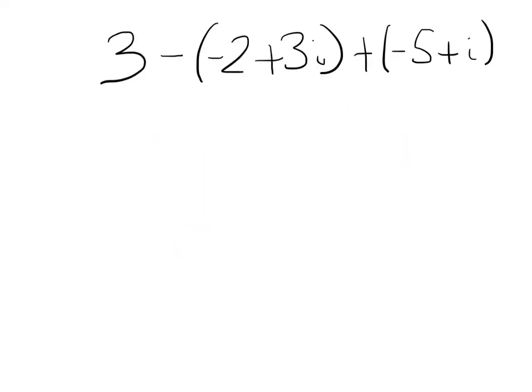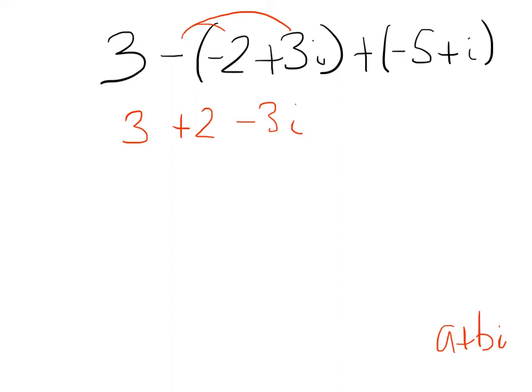When solving a problem like this one, it's really key to realize that i is treated just like a variable. It's treated just like x, with the only difference that our answer is going to be in the form a plus bi, so we're just going to answer with the i towards the end. So the first thing I'm going to do is distribute the negative sign into these terms. So it's going to be 3 plus 2 minus 3i. And since it's a plus sign, I can just get rid of the parentheses and make that -5 plus i.